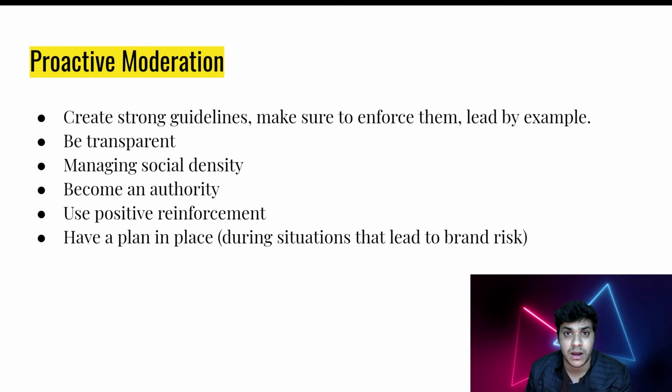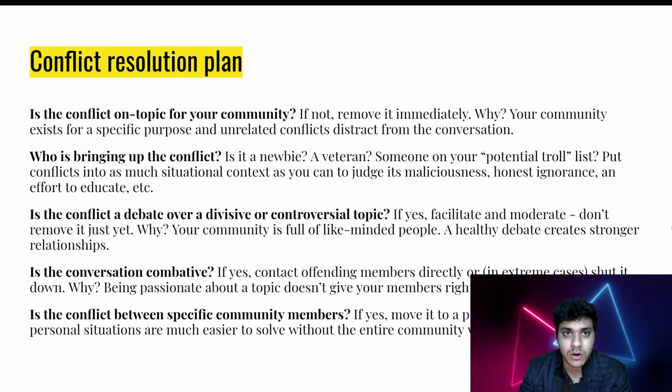And finally, how do you react to situations? That doesn't happen once the situation occurs. You need to have a set process in place, an action plan for if a bad situation happens, how do we react to that? How do you react to a conflict? Set up a conflict resolution plan. In this plan, you need to have a set number of processes or questions.